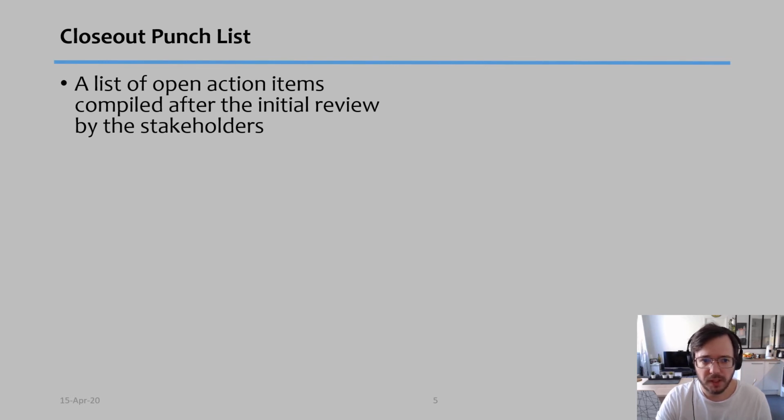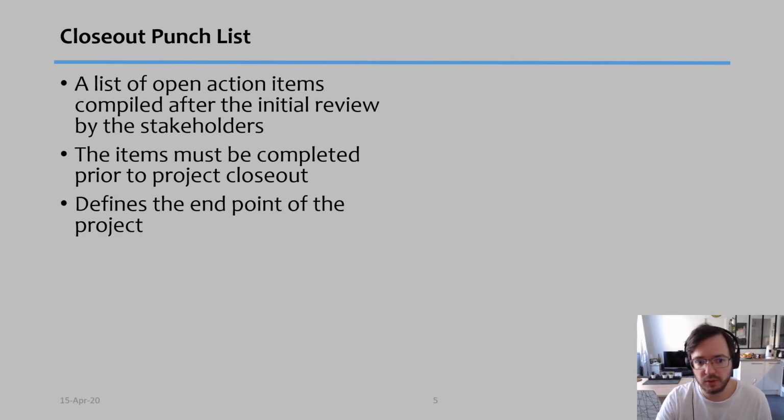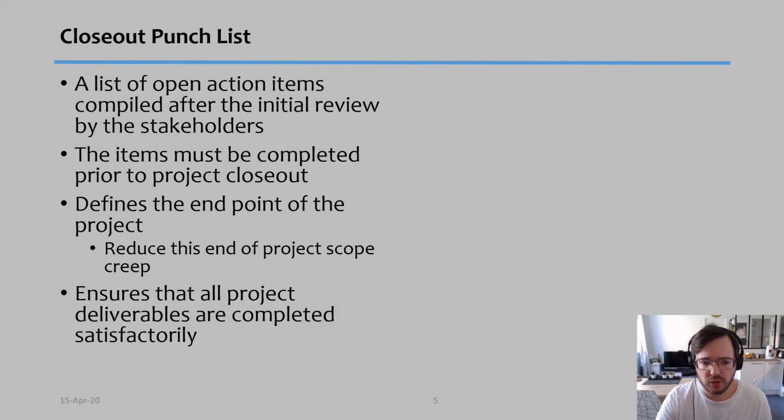So a closeout punch list is a list of open action items compiled after the initial review of the stakeholder. In other words, there is an initial review. They ask you to complete a couple of things that they believe don't meet the standards of the project, and you might have to do those items. The items must therefore be completed for the project to be able to be closed, and this will define the end of the project. You just have to be careful so that in every review the stakeholder does not try to add more and more tasks, because then that would be scope creep. So this tool, we use it as a way to reduce scope creep at the end, and also to ensure that all the project deliverables are completed in a satisfactory manner.